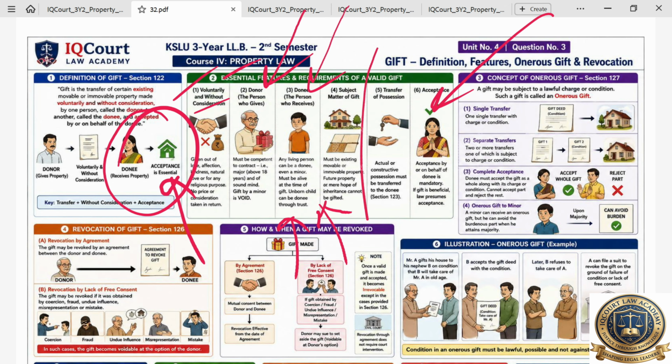There is an exception. Transfer of the possession: actual possession must be transferred to the donee. If the donor just keeps it at home, saying a gift was given and we will look after it later, that will not be valid. All those things you have to write.